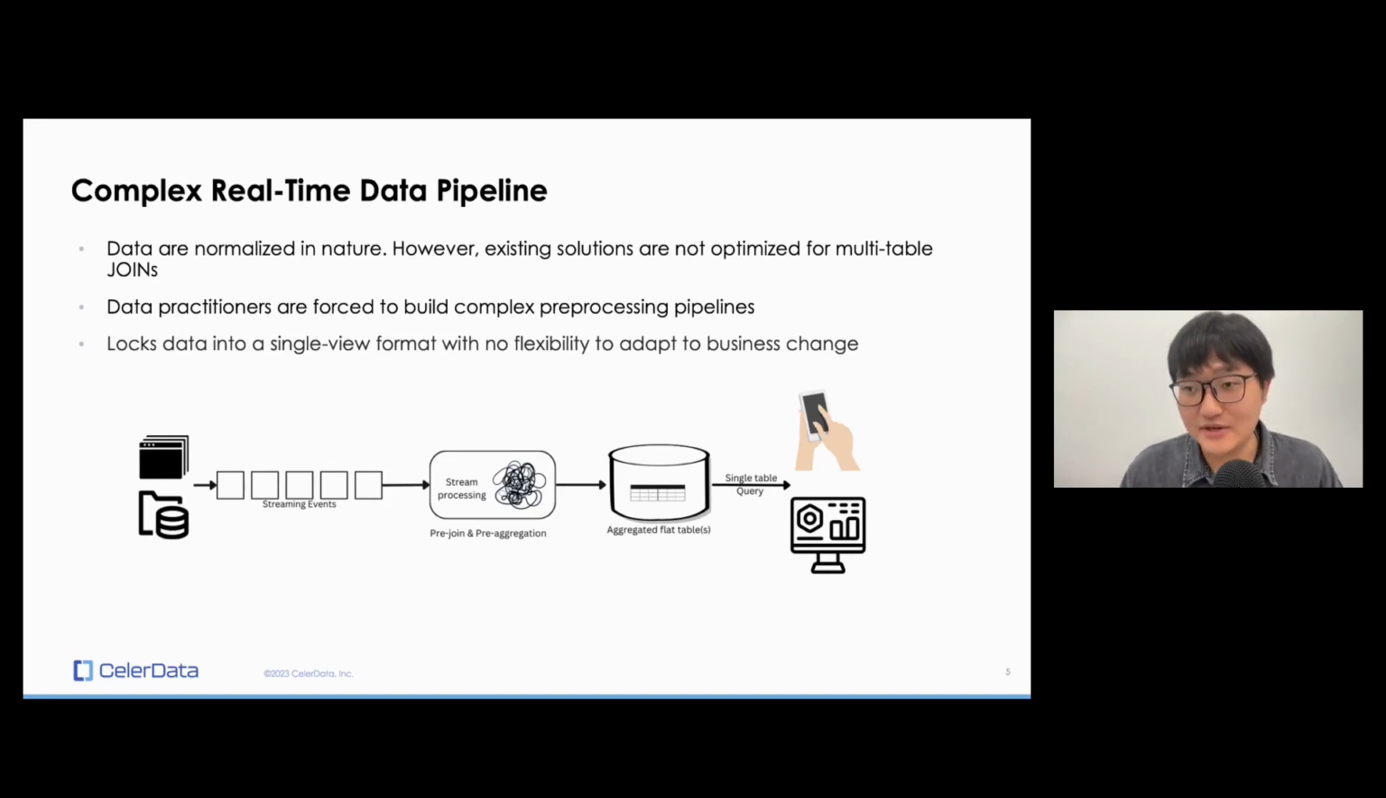Because of the scale of data they're operating on, plus the labor, plus the hardware resources that are being wasted, it's a lot of overhead they're dealing with. And then they moved to StarRocks, right? Because we can do on-the-fly joins. So these are not a problem anymore, right?